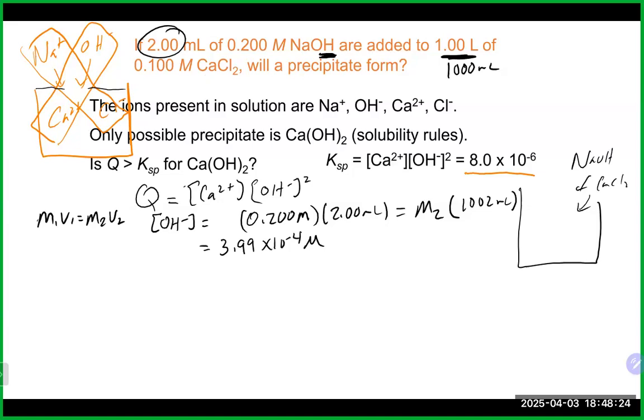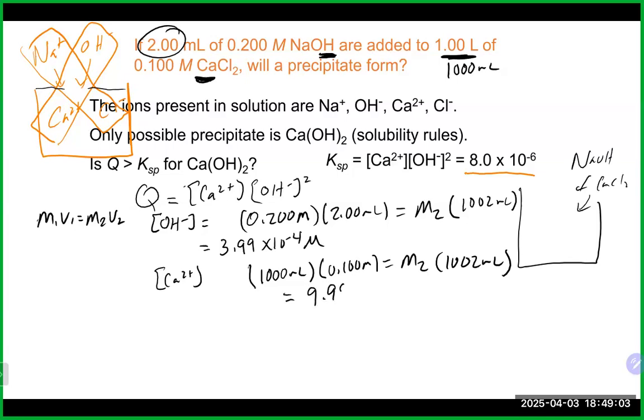Obviously, the only source of calcium is going to come from our calcium chloride. We'll do the same thing here for our calcium, again in milliliters. So 1,000 milliliters, which is 1 liter, times our 0.1 molar equals our M2. Once again, the same total volume of 1,002. That gives me 1,000 times 0.1 divided by 1,002. All right, let's try that one. That's going to give us 9.98 times 10 to the minus 2 molar as our calcium.